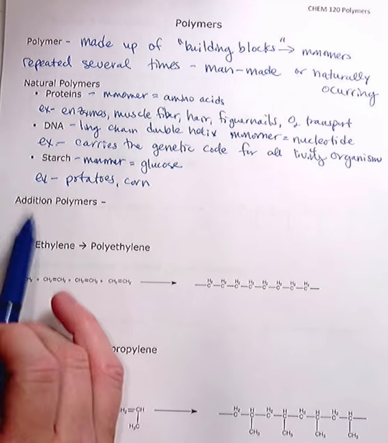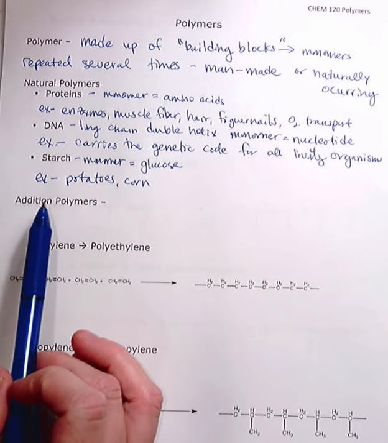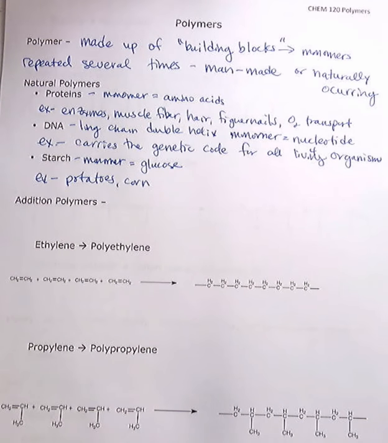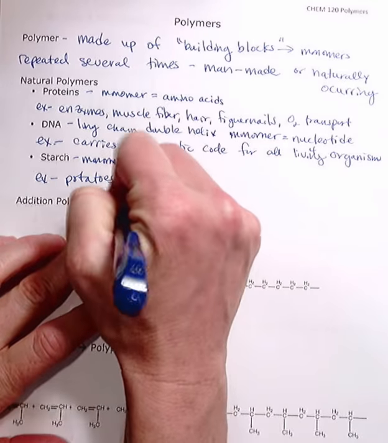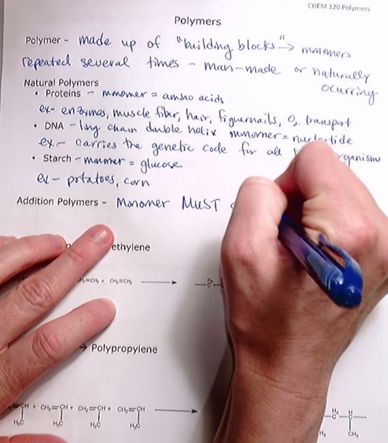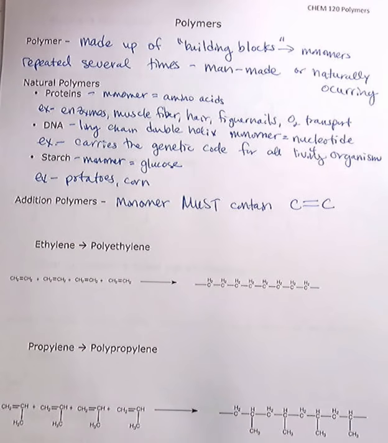Now I'm going to talk about some man-made polymers, so these addition polymers. And it's not that they're all man-made. The examples I give will, of course, be man-made and how we apply them. But the thing with addition polymers is a double bond must be present in the monomer for them to be addition polymers. So the monomer must contain a carbon-carbon double bond. If you don't have that in your monomer, then you're not going to be able to make addition polymers.